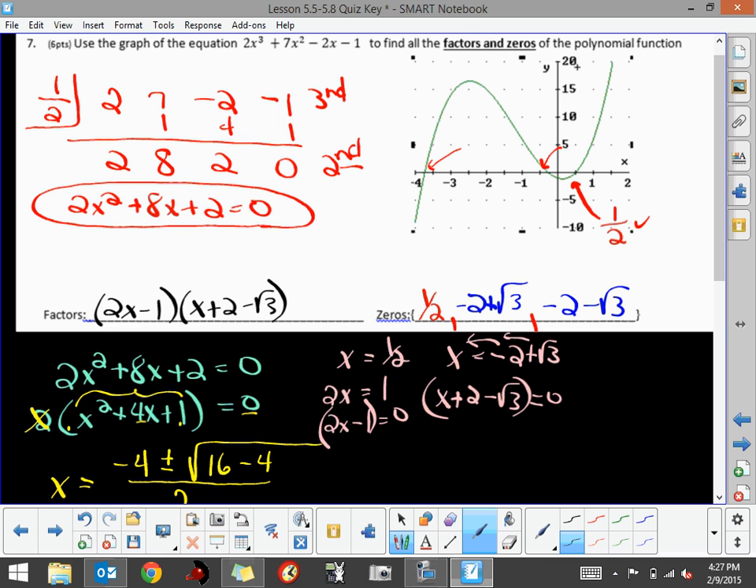And our last factor, just in a different color here, is when we pull this one, it is x equals -2 minus the square root of 3. But if we set it equal to 0, we get x plus 2 plus the square root of 3 equals 0. And that is our final 0 for this one, and our final factor. So it's x plus 2 plus the square root of 3.